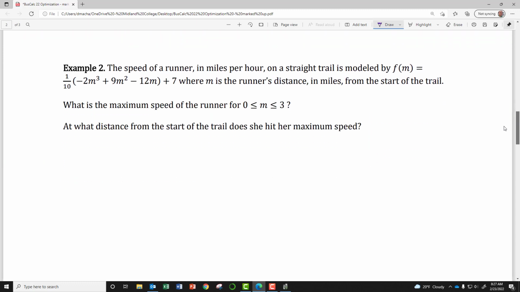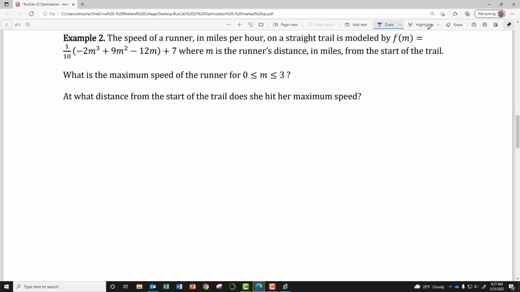So these are longer problems. As you may have noticed, we spent about 15 minutes on that last one. Example 2 says, the speed of a runner in miles per hour on a straight trail is modeled by this, where m is the runner's distance in miles from the start of the trail. What is the maximum speed of the runner between 0 and 3 miles? Now, what distance from the start of the trail does she hit her maximum speed?